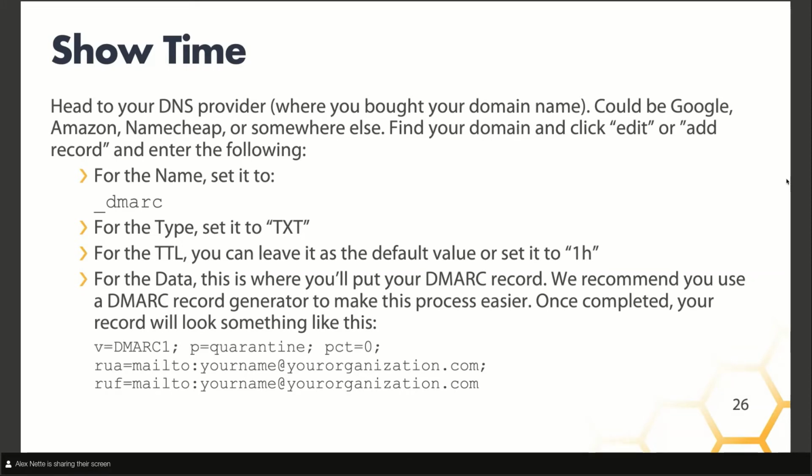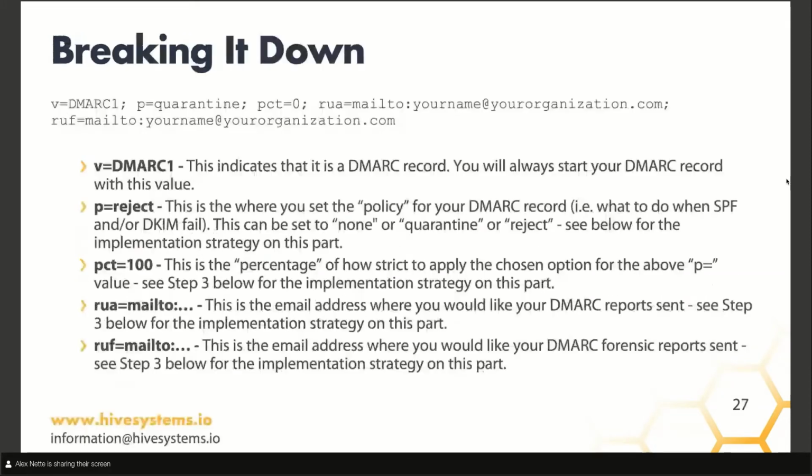Once completed, your record is going to look something like this. So let's break it down. Up front is V = DMARC1. This indicates that it's a DMARC record. The first part here where it says P = reject or P = quarantine, this is where we set the policy for our DMARC record and lets us know what to do when the SPF record or the DKIM fail. And we'll talk about this in just a few minutes. There's 3 settings here for that: none, quarantine, or reject.